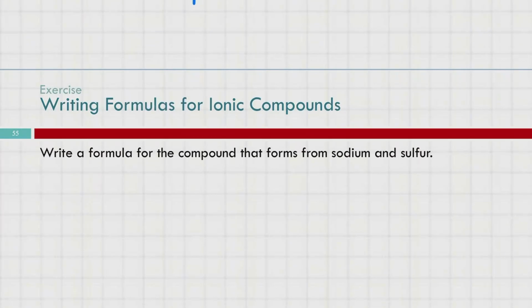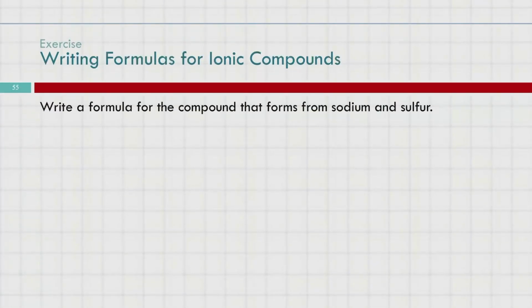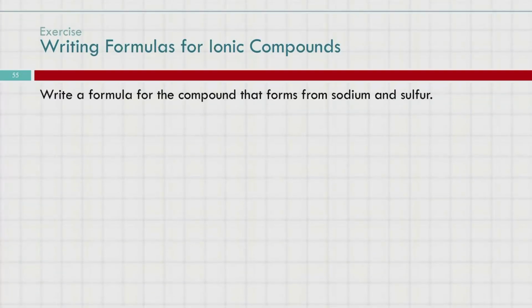Cool. Now try writing a formula for the compound that forms from sodium and sulfur. All right, so the first thing that we want to do for making a compound that forms from sodium and sulfur is we need to figure out what's sodium, what's sulfur.